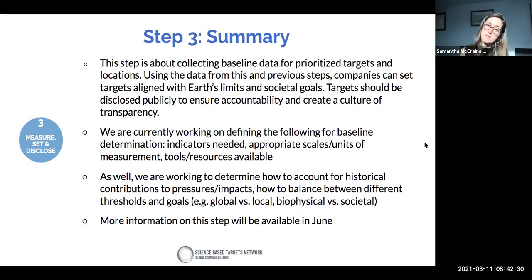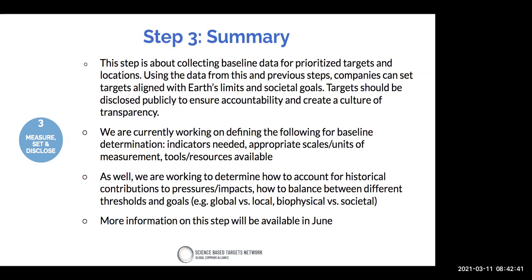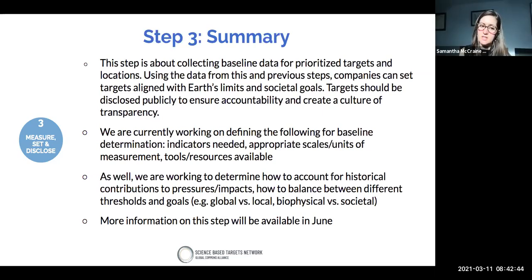Okay, so step 3, this is something that we just started really digging into over the last month or so. In the guidance, we say that this step is about collecting baseline data for prioritized targets and locations. Using the data from this and previous steps, companies can set targets aligned with Earth's limits and societal goals, and then targets should be disclosed publicly to ensure accountability and create a culture of transparency. So again, this is the first step where we really talk about public disclosure. The first 2 steps, we do not mention that intentionally because we don't have specific guidance on that yet.